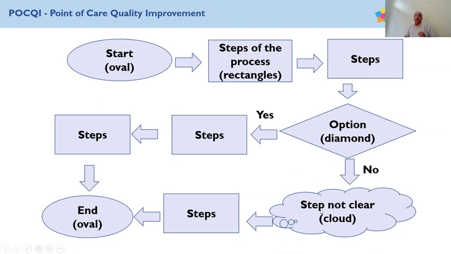While clouds are those areas where the step is happening, but people are not aware how they are doing it. So some people do it in their own way, some people do it in their own way. There are no standard operating procedures or well-defined steps which could be identified and put in boxes. So clouds are areas which require improvement most of the time.